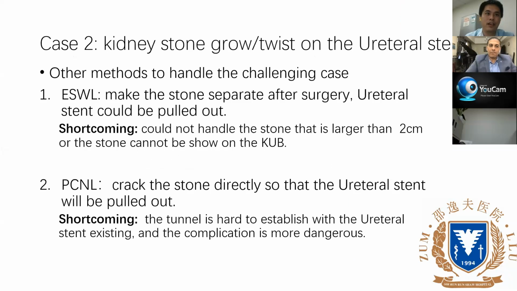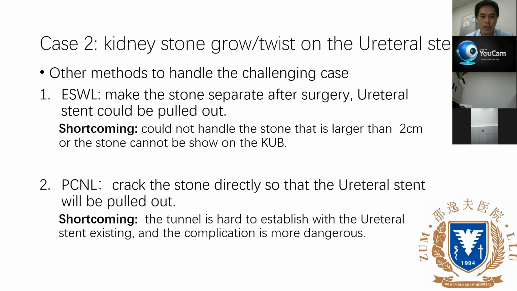First is the ESWL. It will break the stone apart in the kidney, and the ureteral stent will be pulled out. But the shortcoming is that it cannot ensure whether the stone breaks, and if the stone is larger than 2 centimeters, the stent cannot be pulled out very easily. And if the stone cannot be seen on the KUB, it's hard to use the ESWL to shock the stone apart.